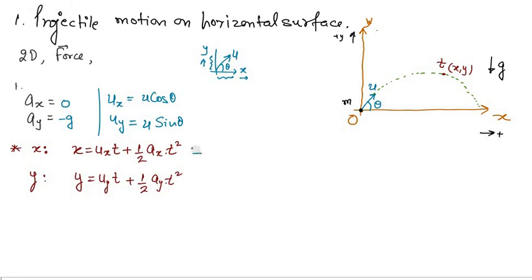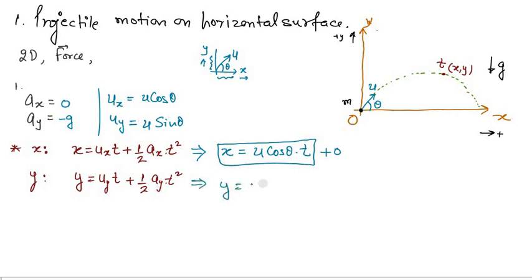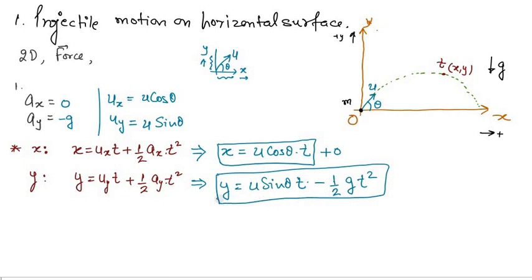So this equation will become, your x will remain x at time t, your ux is equal to u cosine theta and time is t, and your x-axis acceleration is 0, so it will be plus 0, so it will remain x is equal to u cos theta into time t. And your y equation similarly will become y is equal to u sine theta into t minus, because ay is minus g, minus half g t square. So this is your y equation of motion, and that is your x equation of motion.